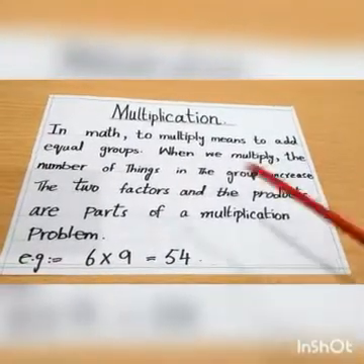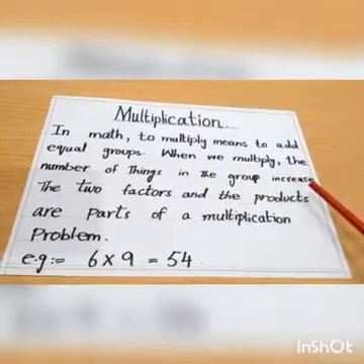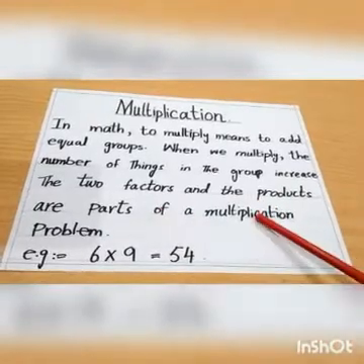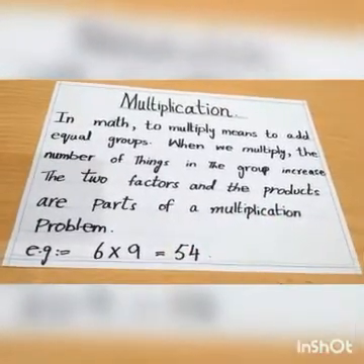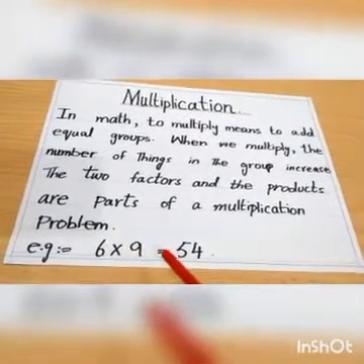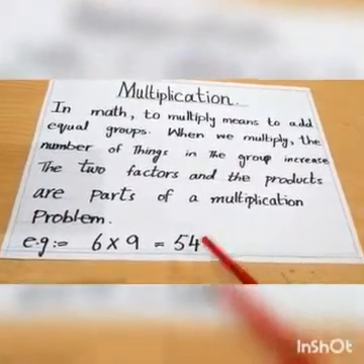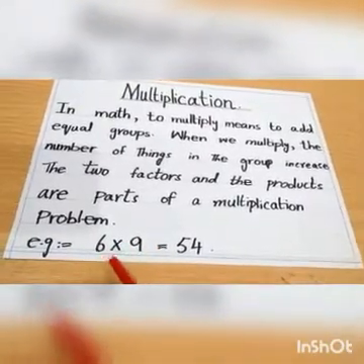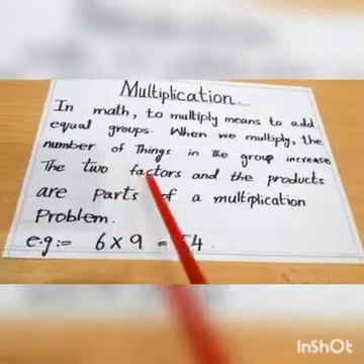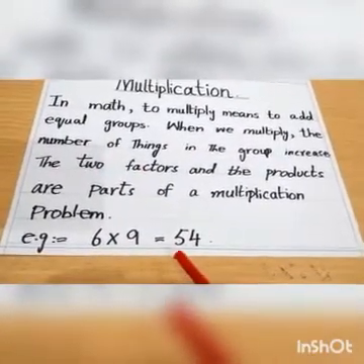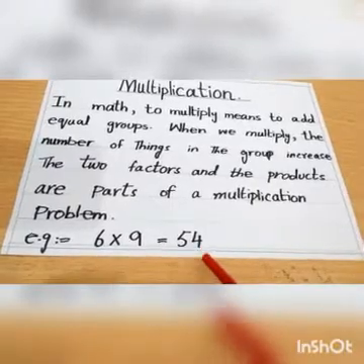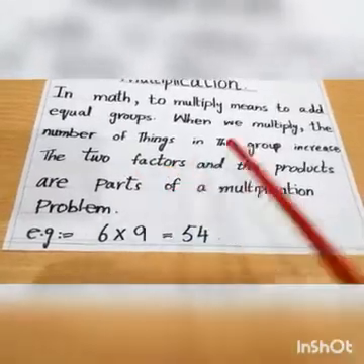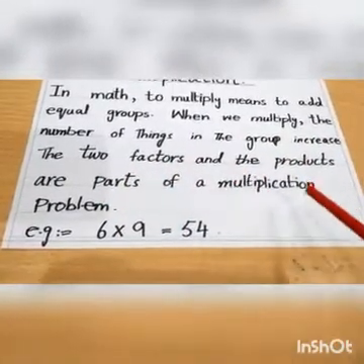When we multiply, the number of things in the group increases. The two factors and the product are part of the multiplication problem. For example, 6 multiplied by 9 equals 54. The numbers 6 and 9 are the factors, two factors. The answer is 54. 54 is the product. The two factors and the product are parts of the multiplication.